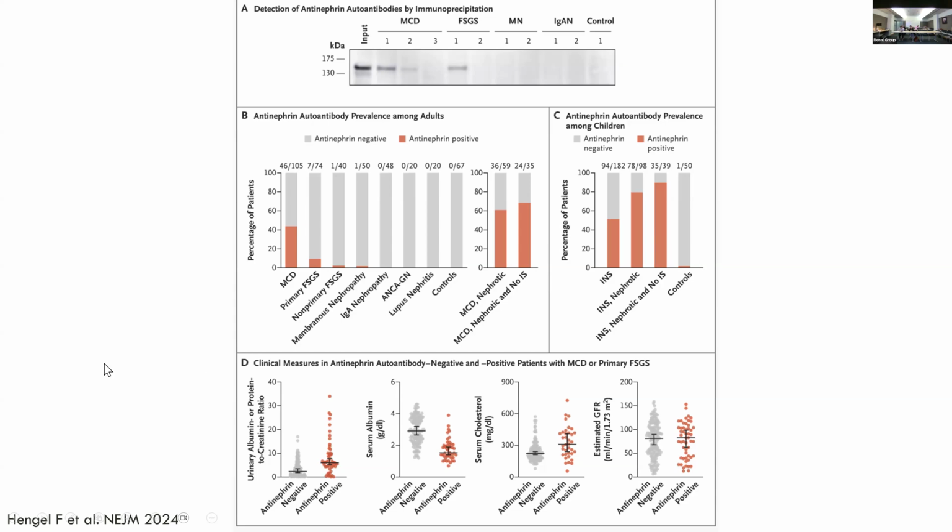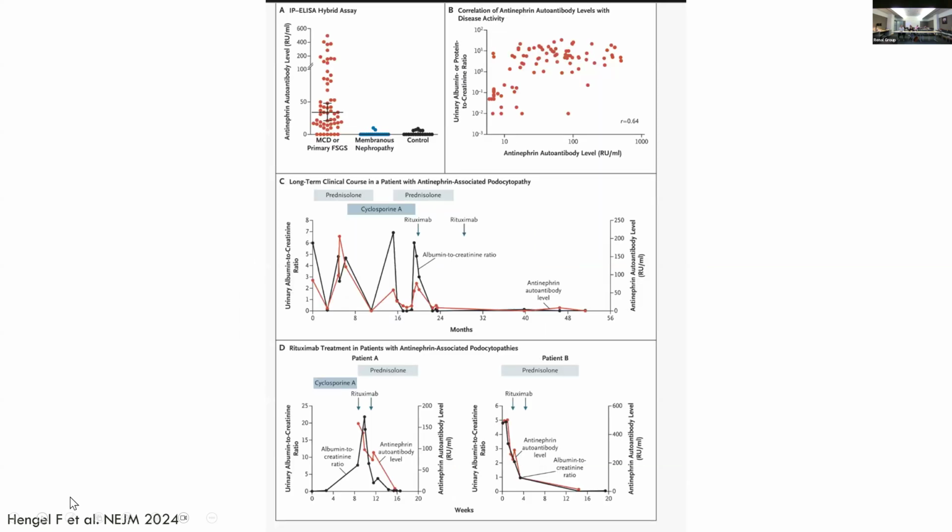So pretty interesting, and definitely a step in the right direction of finding this potential circulating factor. This was just in 2 patients where they measured the presence of anti-nephrin antibodies, and you can see how it drops when they go into remission, and then when they relapse, it increases, and then they get rituximab, and then it's essentially gone. So I think it was very cool.